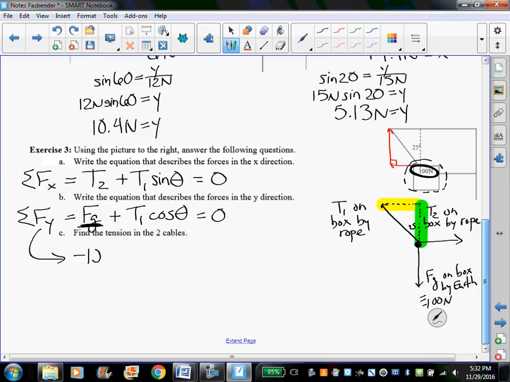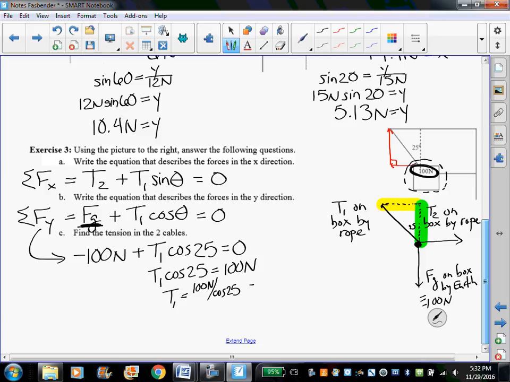So I could probably use this equation to help me solve for T1. So I've got negative 100 newtons as my Fg, plus T1 times the cosine of 25 degrees. That has to add together to be 0. So we add 100 newtons to the other side. We got T1 cosine of 25 has to equal 100 newtons. We divide both sides by cosine of 25. So T1 equals 100 newtons divided by the cosine of 25, and we end up that T1 is about 110 newtons.